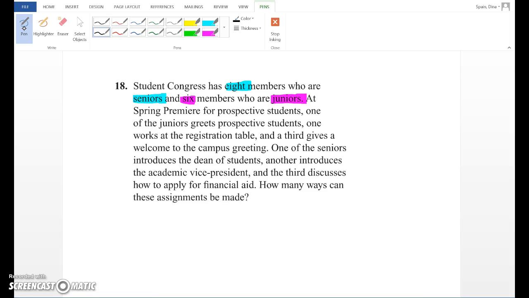We got to choose a whole bunch of students here. We've got 8 seniors and 6 juniors. At the spring premiere, one of the juniors greets prospective students, one works at the registration table, and a third gives a welcome to the campus greeting.